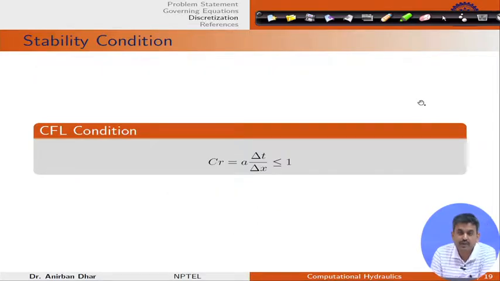So, we need to satisfy a stability condition for this problem, because this is an explicit approach and a first order approach. So, the CFL condition should be satisfied, A delta t by delta x should be less than or equal to 1. So, with this approach you can solve the unsteady state pipe flow problem with a simple Riemann solution and Godunov approach.